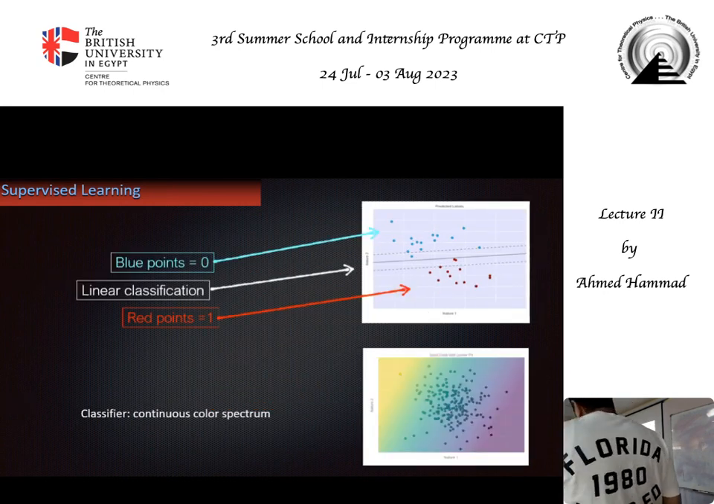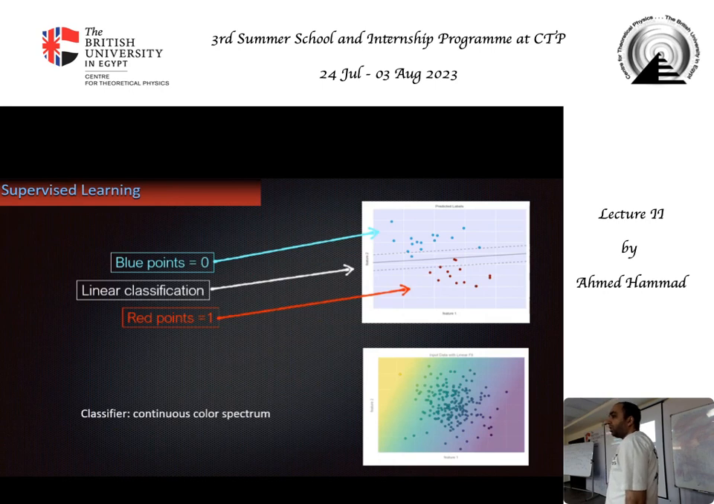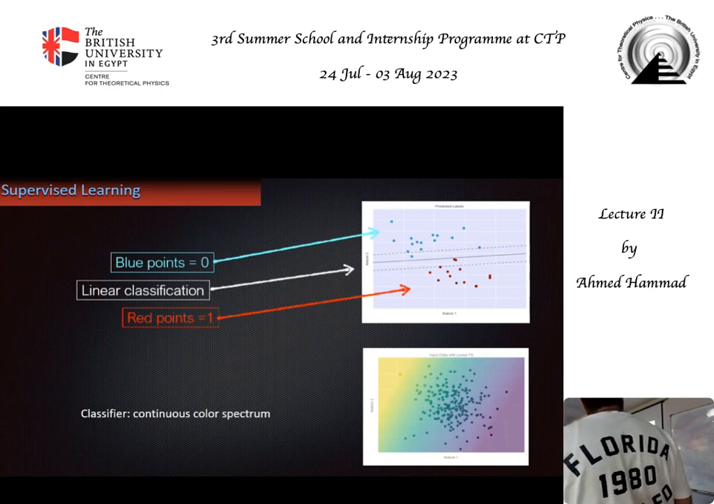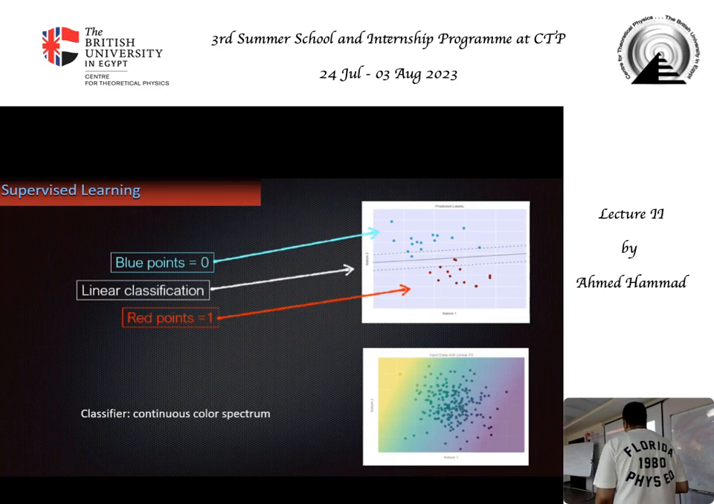Okay, so how can we do that? First, when we train, we can assign labels, because the machine, the computer, does not understand names. It does not understand anything. It only understands numbers. So we give it the blue points, we assign a label to it, like 0. And then the red points, we assign a label of 1.